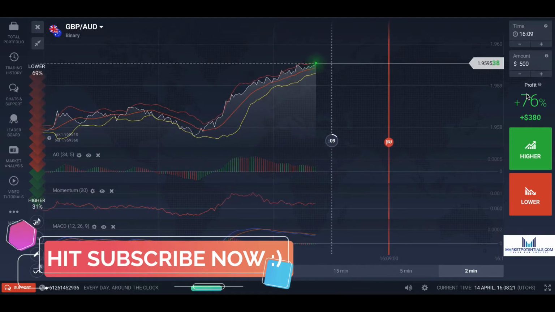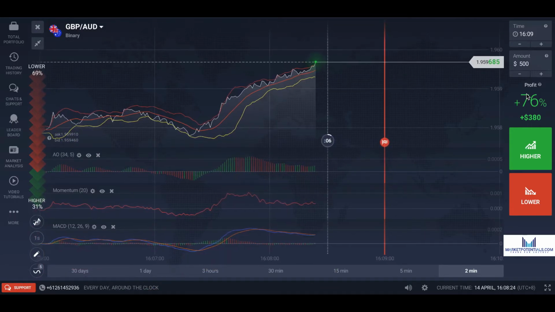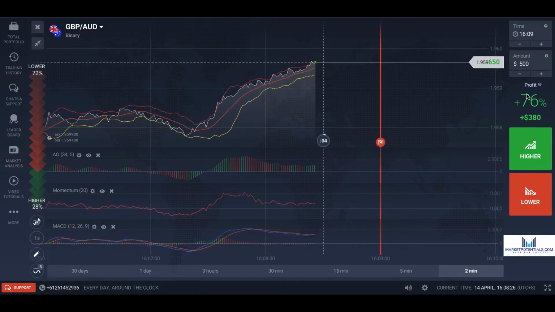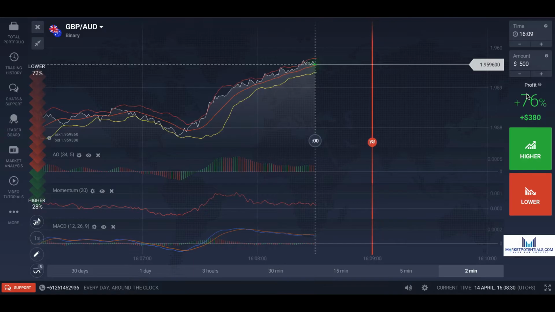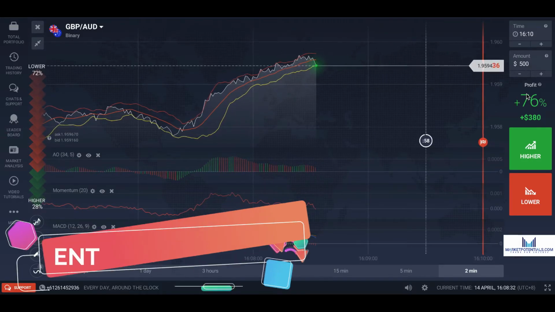Now, besides looking at the chart, besides understanding trend and momentum and some basic technical indicators, you also need to have a fair amount of risk management, guys.